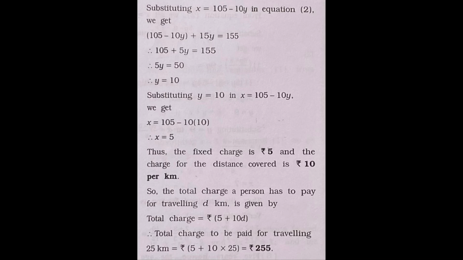So it will be fixed charge plus distance traveled into charge per kilometer, right? Here fixed charge is 5 rupees, charge per kilometer is rupees 10 and distance traveled be d. So total charge will be rupees 5 plus 10d. Now we have to find the total charge for traveling 25 kilometer distance. So d is 25. Total charge will be rupees 5 plus 10 into 25, that is equal to 5 plus 250, that is equal to rupees 255.